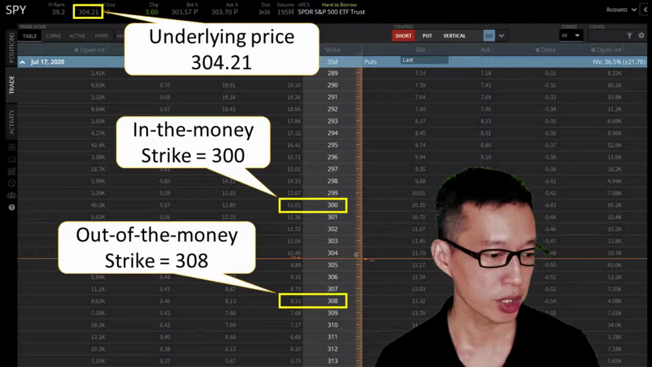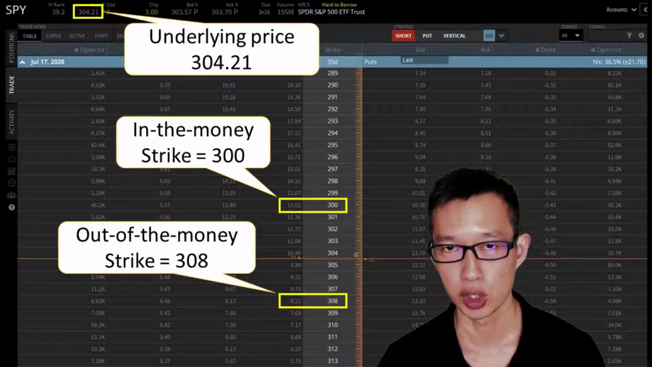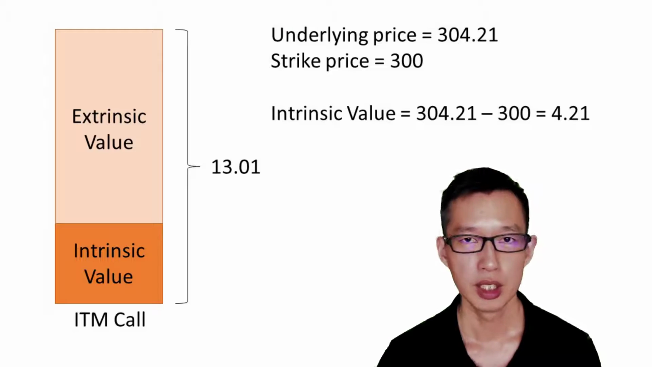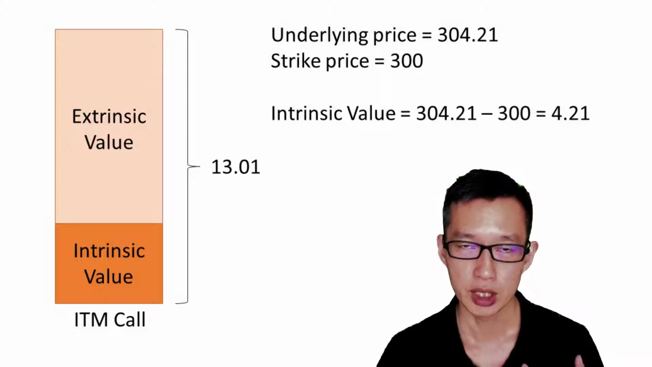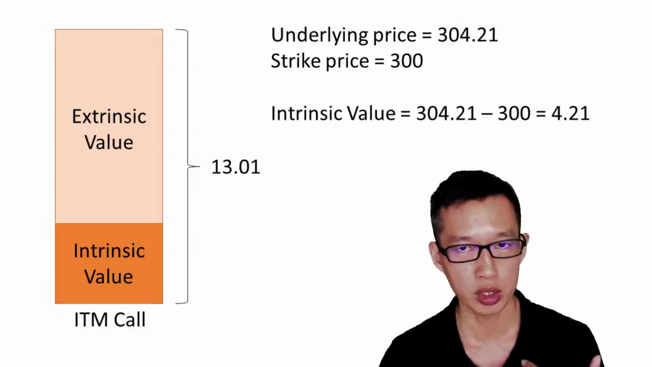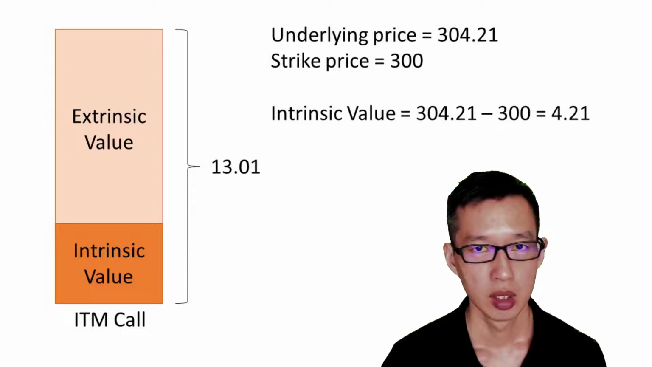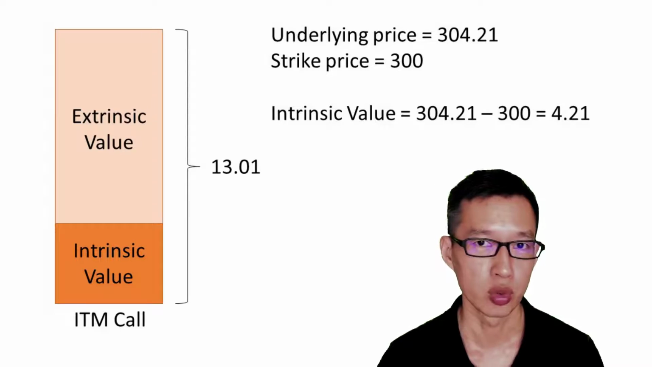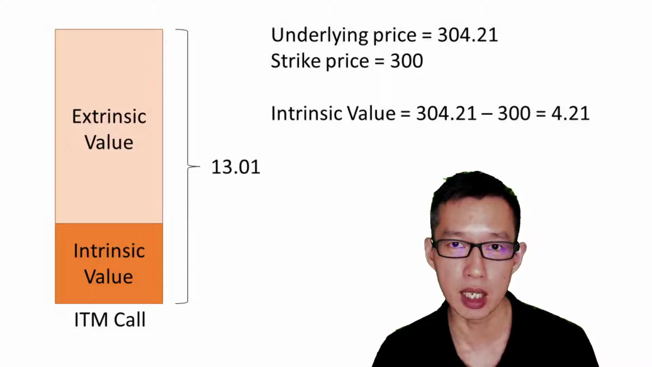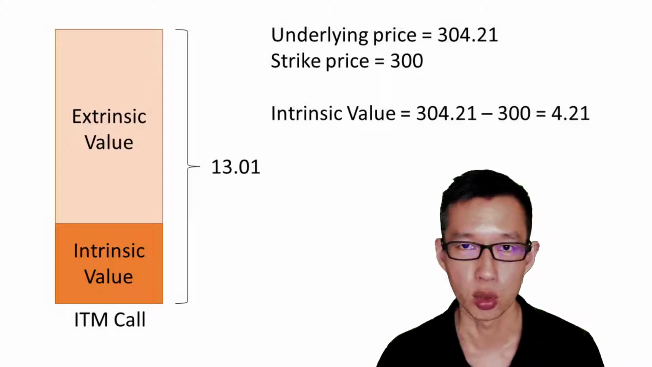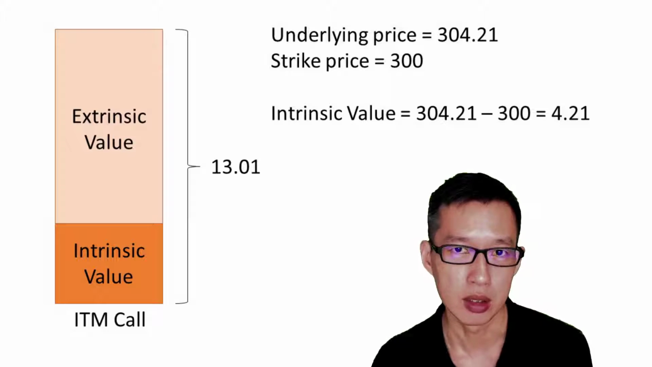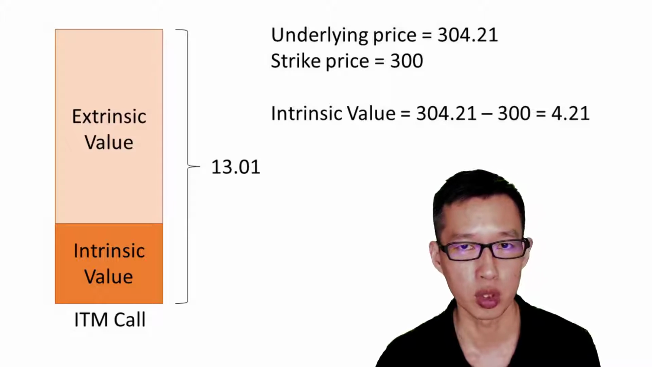The strike prices are also important for calculating intrinsic and extrinsic values. So the strike price of the in the money option is 300, the strike price of the out of the money option is 308. The intrinsic value is calculated like this. Taking your underlying price, which is $304.21, you subtract away your strike price of 300. As an options buyer, we can exercise our right. By paying $300 to buy SPY, I can then immediately sell it for $304.21. Therefore, by exercising my option and selling it immediately, I have a profit of $4.21.